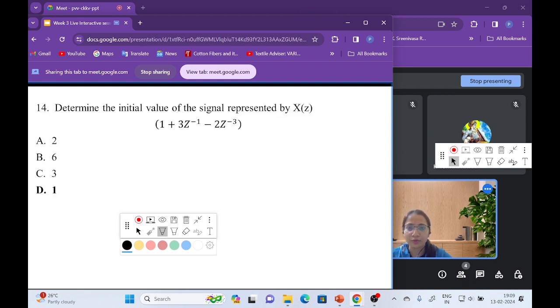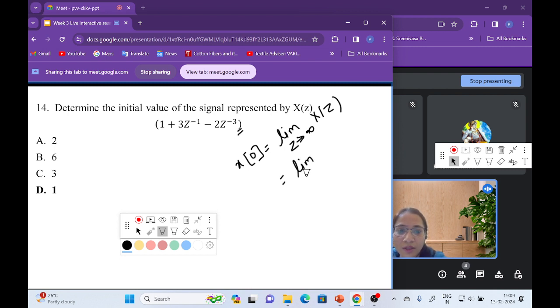Okay, so now let's move on to the next question. Determine the initial value of the signal represented by X of z. What will be the initial value of this function? We have already solved this type of problem. We know that the initial value theorem is represented by the limit as z tends to infinity of X of z. So X of z is given there.